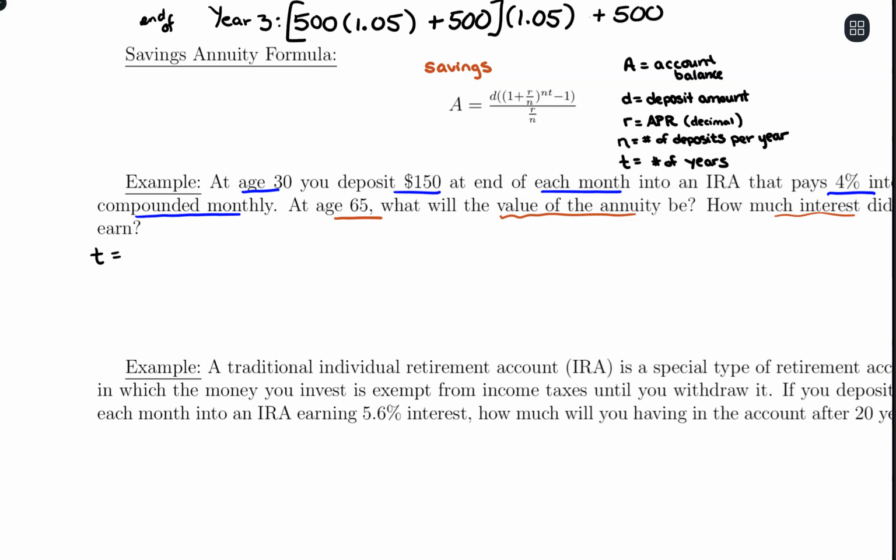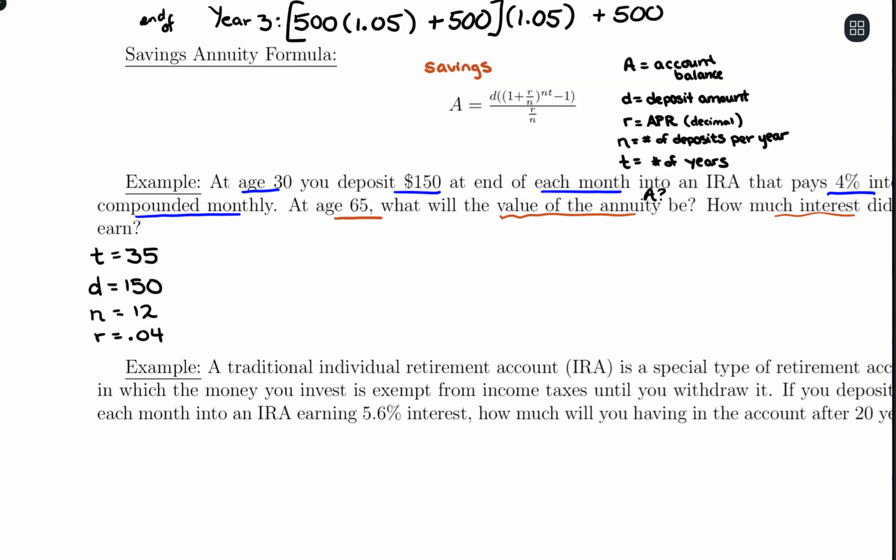So 65 minus 30, so that's 35 years have passed, so T equals 35. We're depositing $150 at the end of each month. So that means D is going to be 150 and N is going to be 12. We have an interest rate of 4%, so R is going to be 0.04. And we want to know what will the value of the annuity be, so we want to find what A is, and then we'll come back to this question about interest after we find that value.